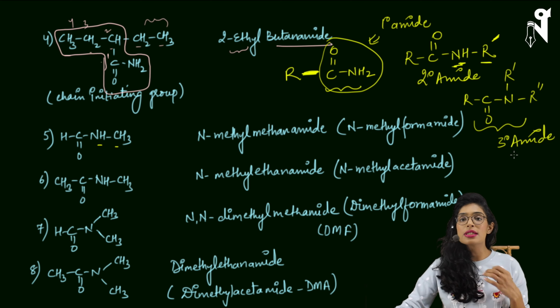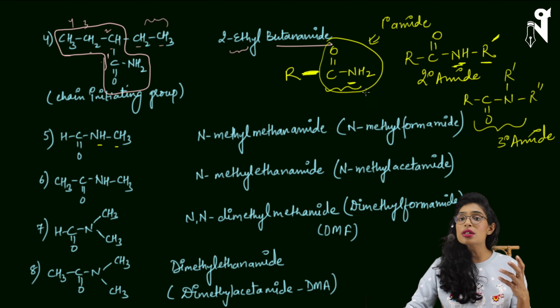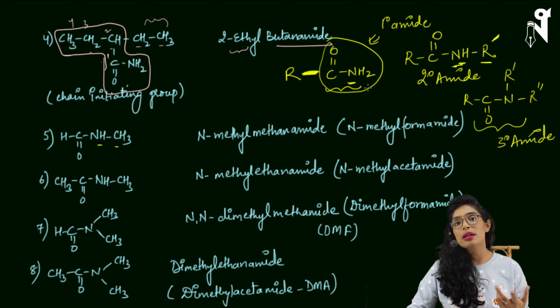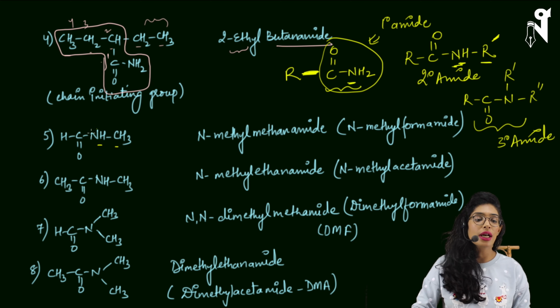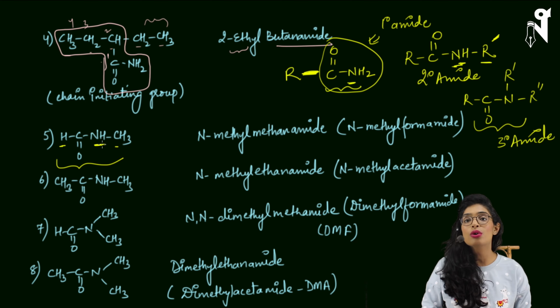So here also there is a degree, primary, secondary and tertiary, depending upon how the nitrogen is behaving. If nitrogen is not connected to any alkane chain, then it is a primary amide. If it is connected to one carbon chain, then it is secondary. If it is connected to two carbon chains, then it is tertiary. So here if you look at this compound carefully, I have HCO and H. Look at the nitrogen when you want to figure out the degree.